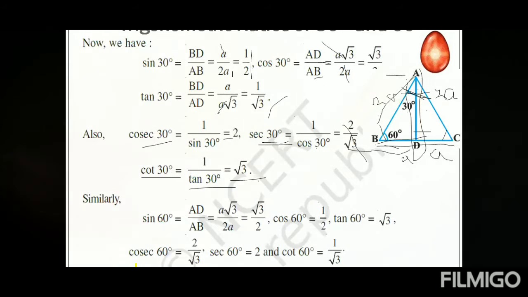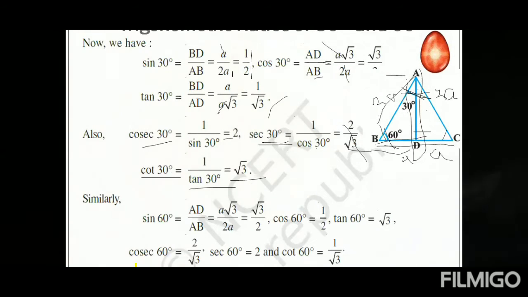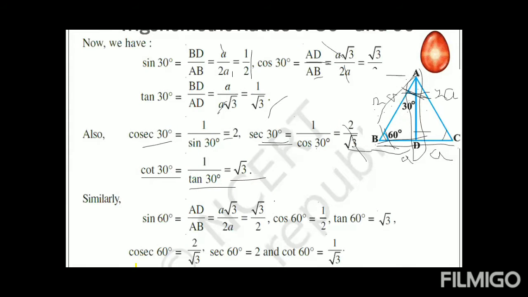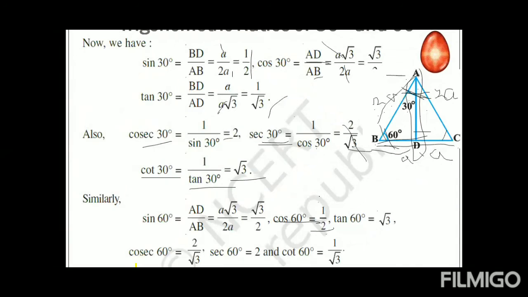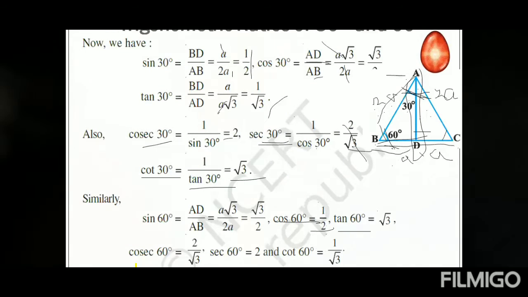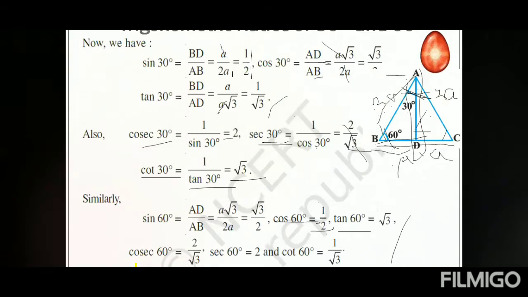Okay, so now we are going to use sine 60 from angle B. Sine 60 is opposite by hypotenuse, that is AD by AB, that equals root 3 A by 2A. When A gets cancelled, root 3 by 2 comes. Cos 60 is adjacent by hypotenuse, adjacent is BD and hypotenuse is AB, A by 2A, when A gets cancelled, it will be 1 by 2. Tan 60 is opposite by adjacent, right? Opposite is root 3 A and adjacent is A, so A gets cancelled and it will be root 3.